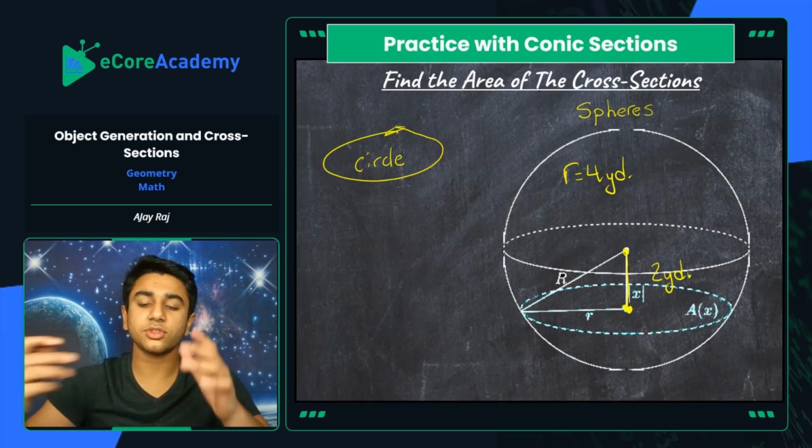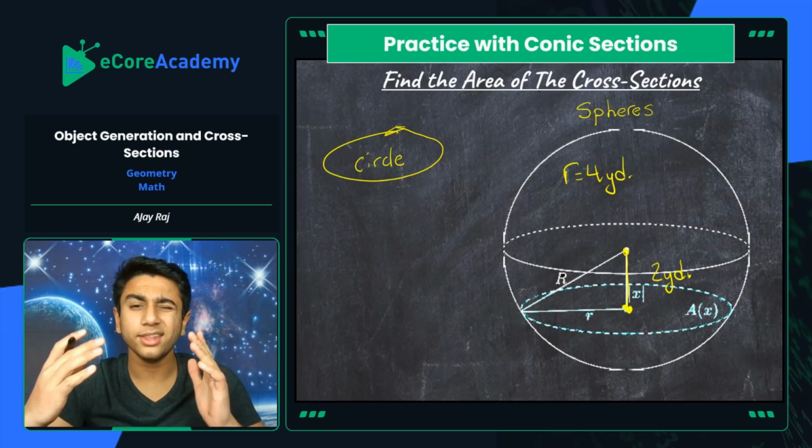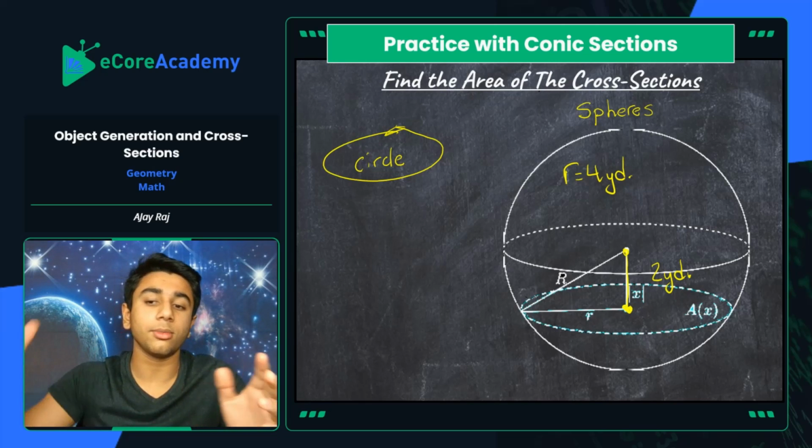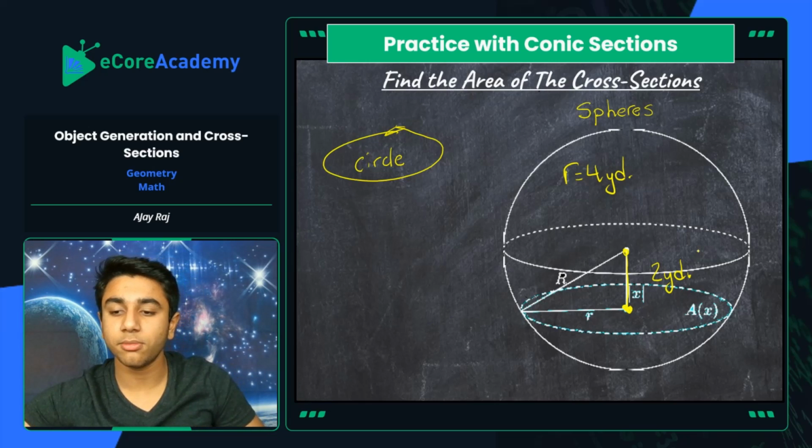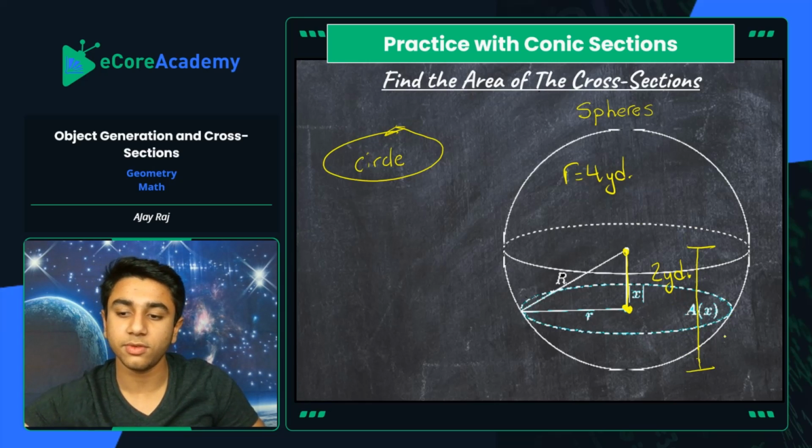So doesn't that kind of spark something inside you like, wait, this is exactly what we did for the pyramid problem. And yes, that is exactly what we're doing here. So we know that the entire distance from the circle all the way down to the very bottom of the sphere is going to be equivalent to the radius itself. So that's going to be 4 yards as I've shown you above right here.